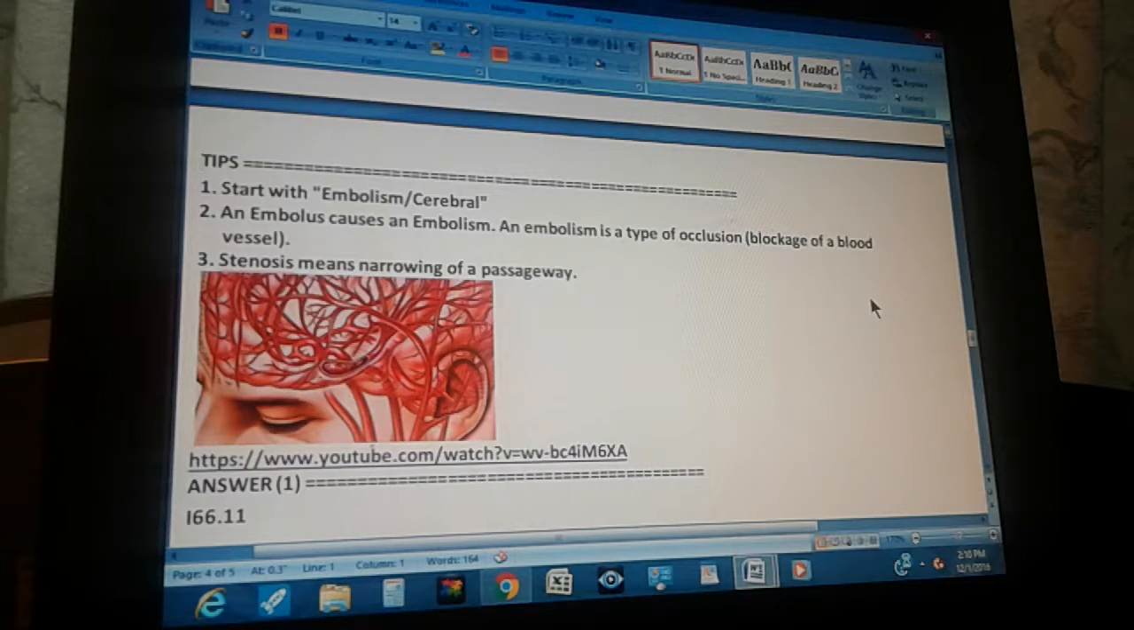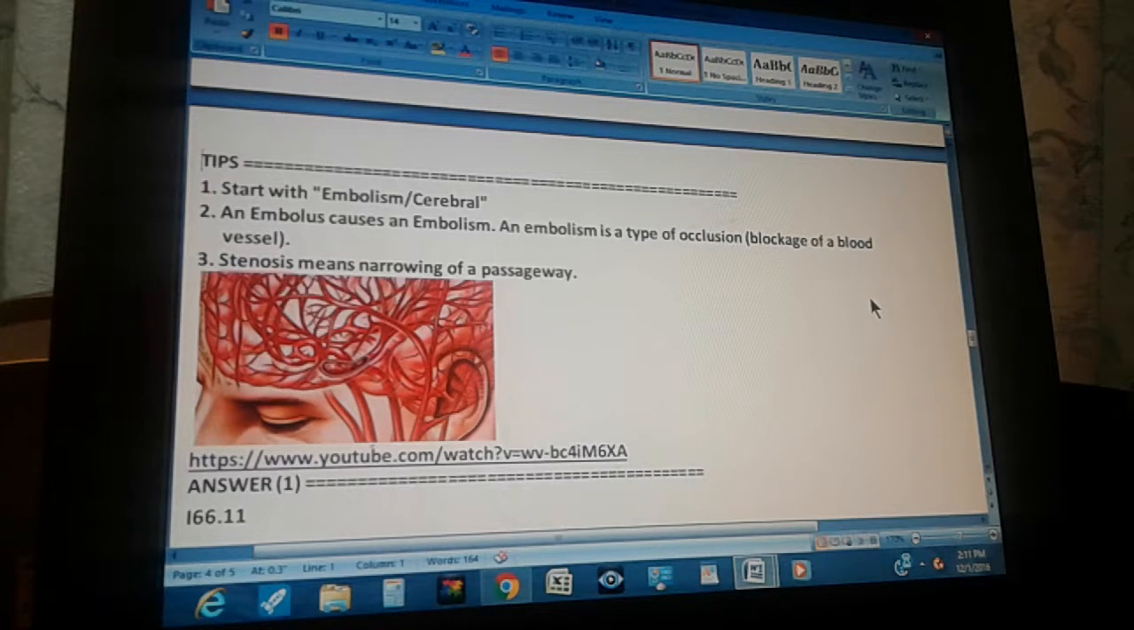Now, the second tip. An embolus causes embolism. An embolism is a type of occlusion, a blockage of a blood vessel. Occlusion is the general term for blockage of a blood vessel, and an embolism is one of the ways that occlusion can occur. And tip number 3: stenosis means narrowing of a passageway. You will also find that word. Stenosis is a narrowing of a passageway, a vein or an artery.